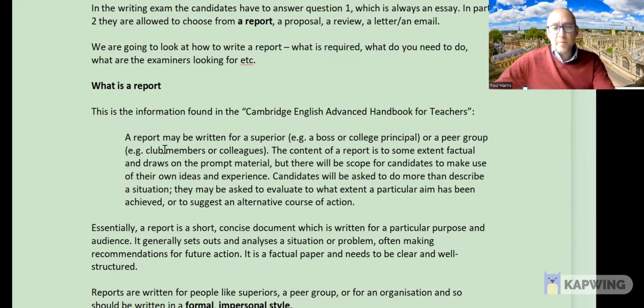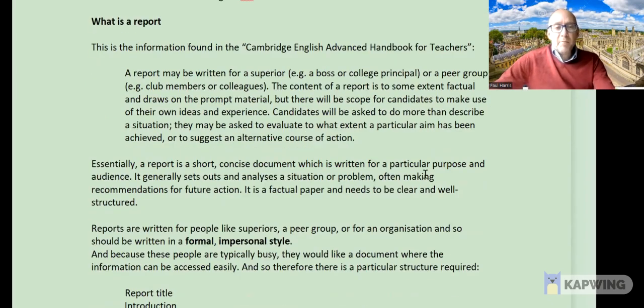And essentially here you can see that the report is going to be for someone who is a superior. It could well be a boss or a manager, okay? But it could also be for a particular peer group, for example, club members or colleagues of a particular club, okay? So essentially a report is going to be something quite concise. It's written for a particular purpose, a reason, but it's also written for a particular group of people or person, okay? So in the report, you want to try and present the information necessary in a clear, concise, easy to read way, okay? And it's going to be something which is factual, okay?